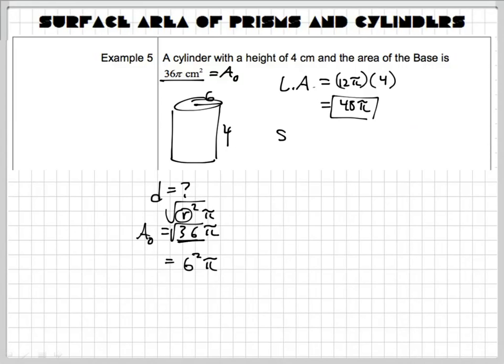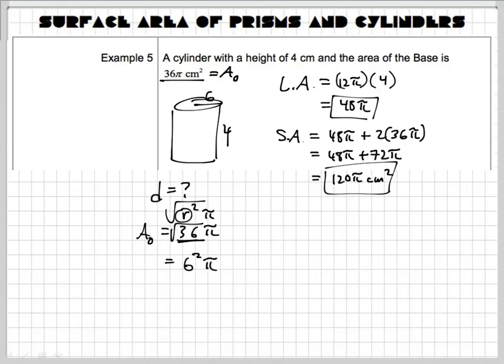To find our surface area, we take the 48 pi and add that to 2 of the bases. That was already given to us: 36 pi is the area of the base. 2 times 36 is 72. Pi stays the same. We have 48 pi right there. Now 72 plus 48. Is that 110? 120. Oh, it's 120. Yeah, you're right. 120 pi. And what's our units? Centimeters squared. Sweet.